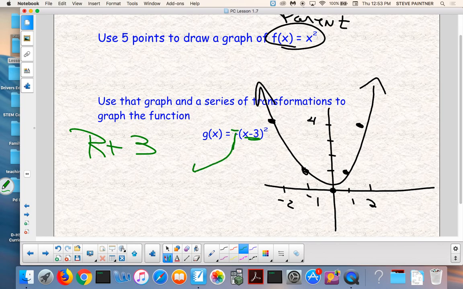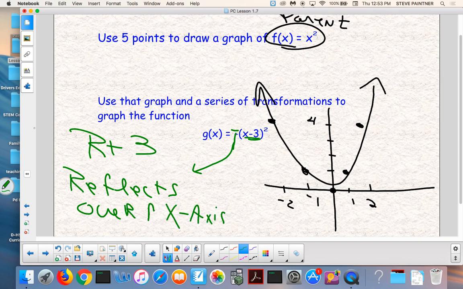And then that negative does what, guys? If it's in front of the grouping symbols, it's going to reflect over x. Okay? Reflects over x. X-axis. Okay? Reflects over the x-axis. So if I'm tackling this problem, I take every point and I go right 3 and then what? Over the x.